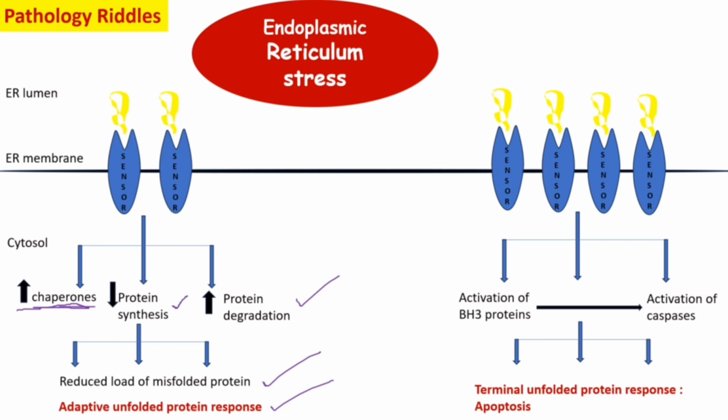Whenever there are misfolded proteins, the chaperones will increase, there is increased protein degradation and there is decreased protein synthesis. But what happens if the misfolded proteins are produced in very large quantity? Then there will be activation of the pro-apoptotic proteins, which are BH3, and there will be activation of caspases. So BH3 are sensors which will activate the pro-apoptotic proteins, and then finally the pathways of apoptosis will activate the caspases, and finally there will be the terminal unfolded protein response, also called apoptosis.